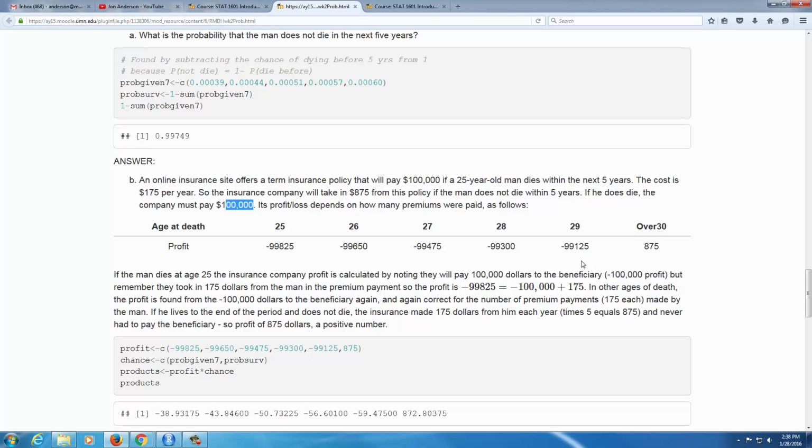If he lives to the end of the insurance period, that is also a possibility. If that happens, the insurance company makes $875. Why? Because there was a $175 premium in each of the 5 periods, and that totals a positive $875. So these profit amounts are the values of the random variable x. The probabilities for each of these have been determined.